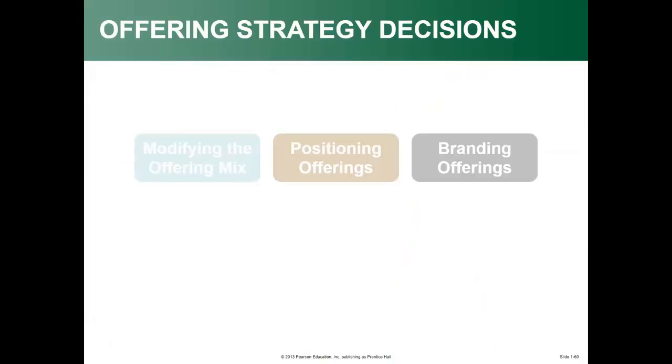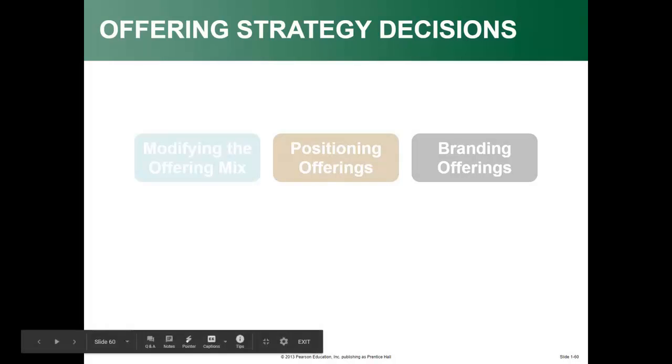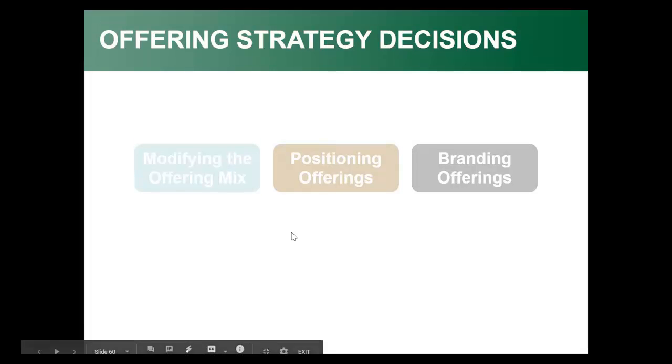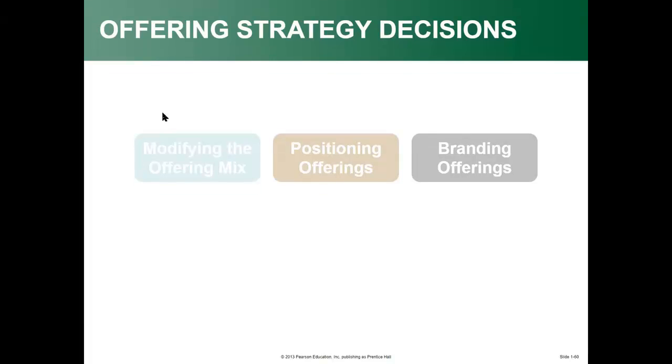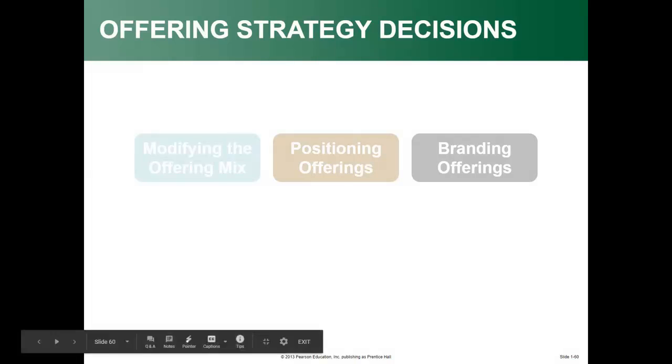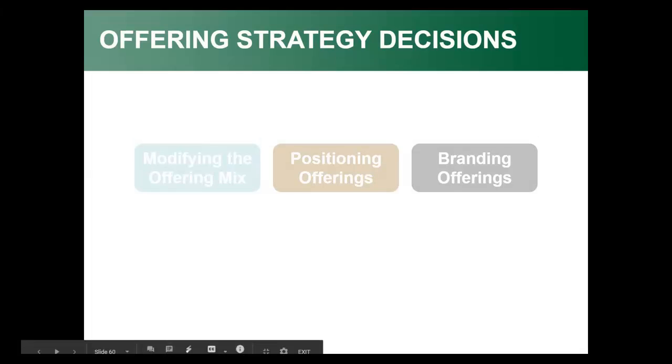So in Chapter 5, we're really looking at a variety of strategy decisions specifically related to our P, product, which most of the time encompasses the actual product itself and the offering mix that we have, how we position those offerings or products, and then what our branding strategy is.